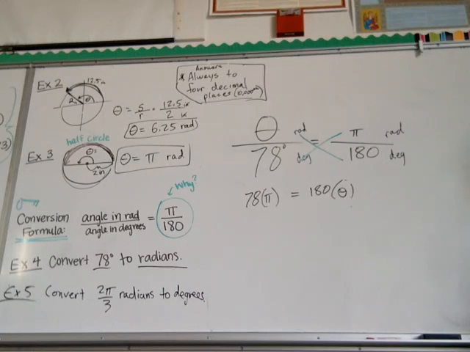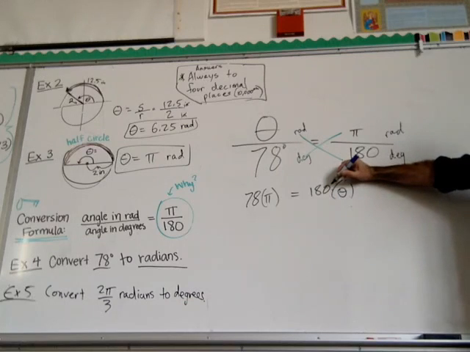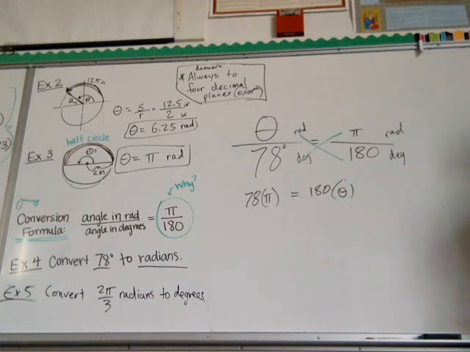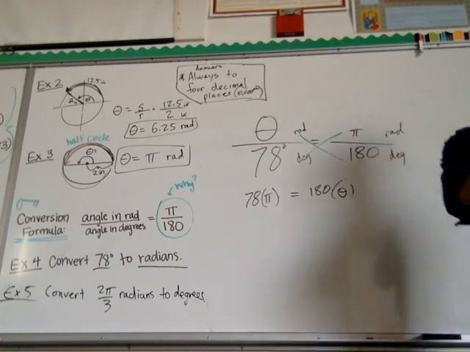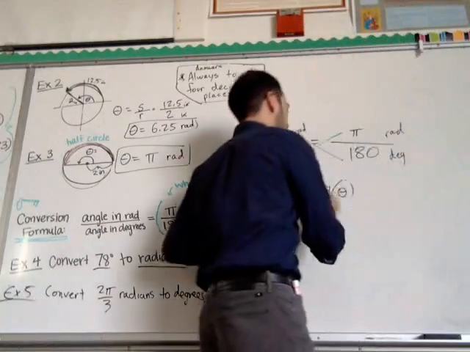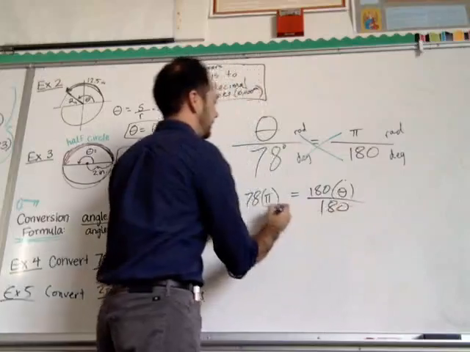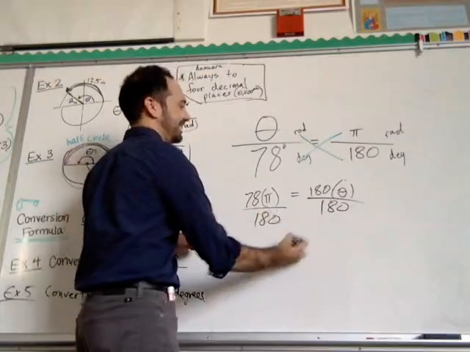All right. Last step. I want to get theta by itself. It's 180 times theta. What should I do? Instead of multiply? We're going to divide. Good, Amanda. You got it.